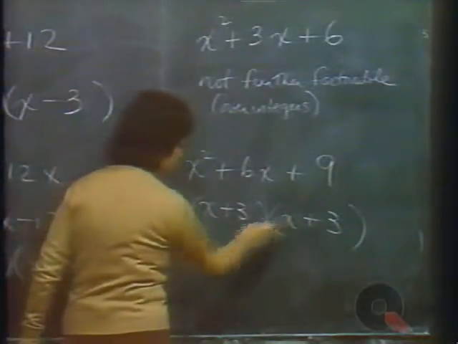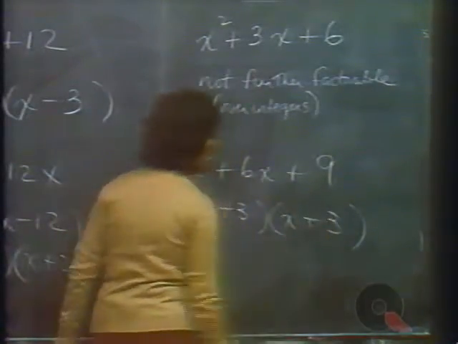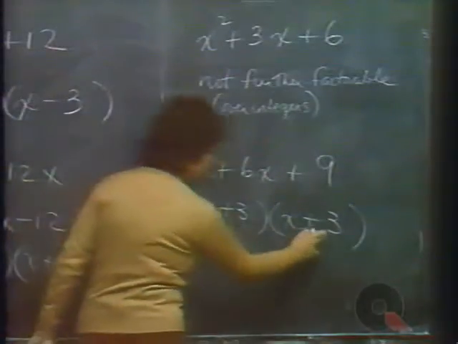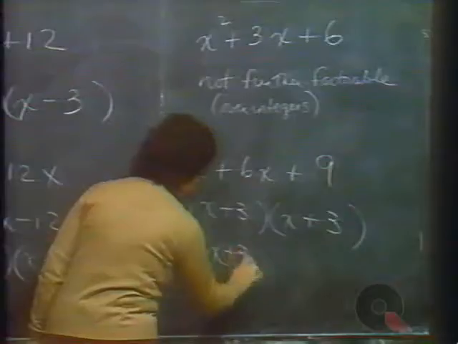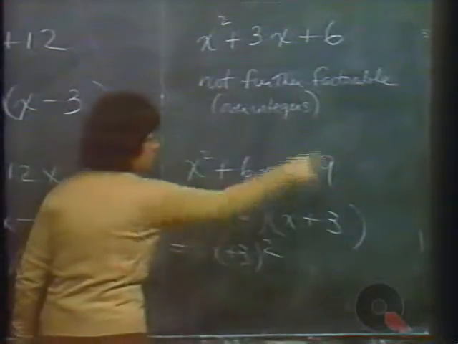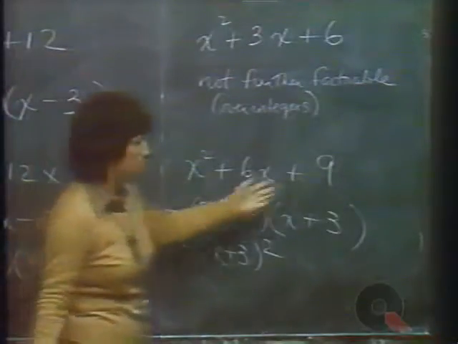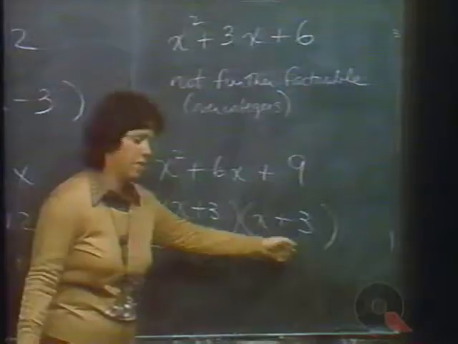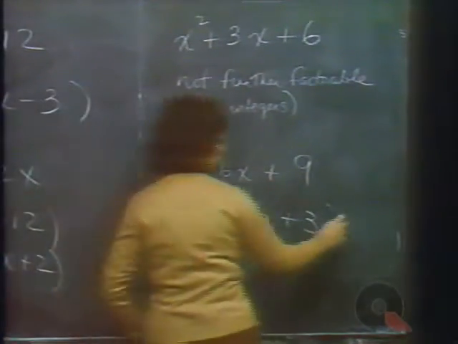Checking by FOIL, you get x squared plus 3x plus 3x for the plus 6x, and 3 times 3 for the plus 9. Notice that in this particular case, the factors are identical. This is really x plus 3 squared. This is known as a perfect square, x squared plus 6x plus 9. Sometimes when you factor a trinomial, you get the same binomial factor appearing twice. This is known then as a perfect square.